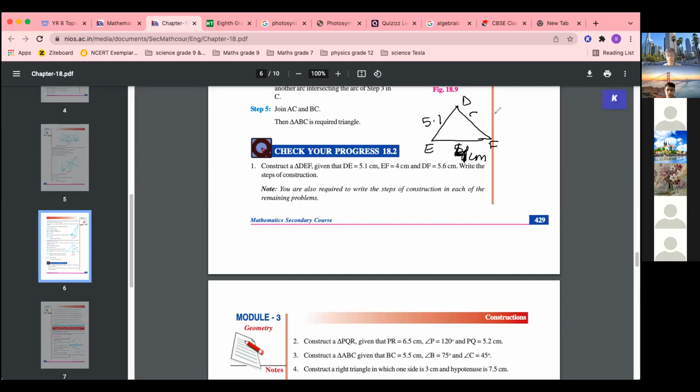Okay, Farhana, tell me how will we draw this triangle? What will be the first step that we'll do? Is Farhana there? Okay, Khalid, can you tell me how to draw?